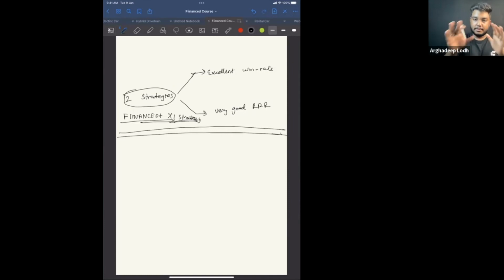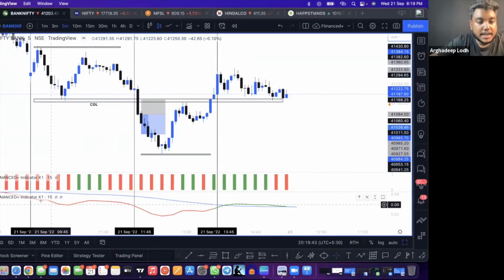Okay. ये है X1 का strategy. So now there are 2 parts in the Finance Plus indicator X1. Let me show you a picture of how the Finance Plus indicator X1 looks. It will be much more clear. So guys, this is the Finance Plus indicator X1.